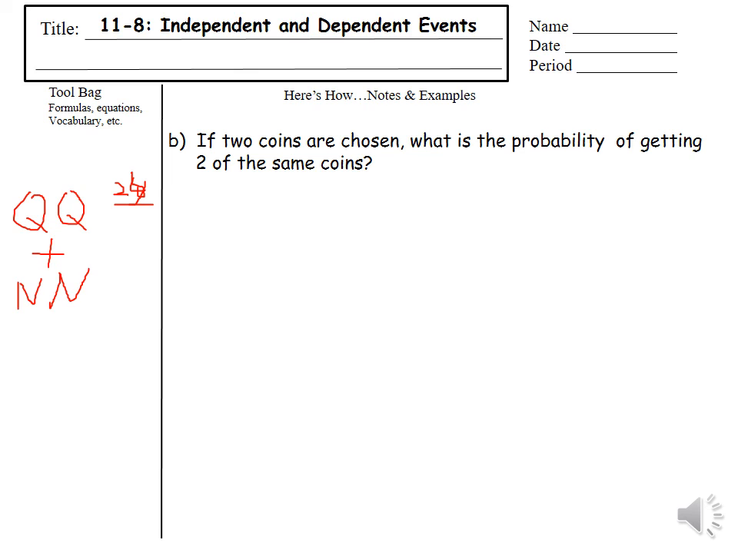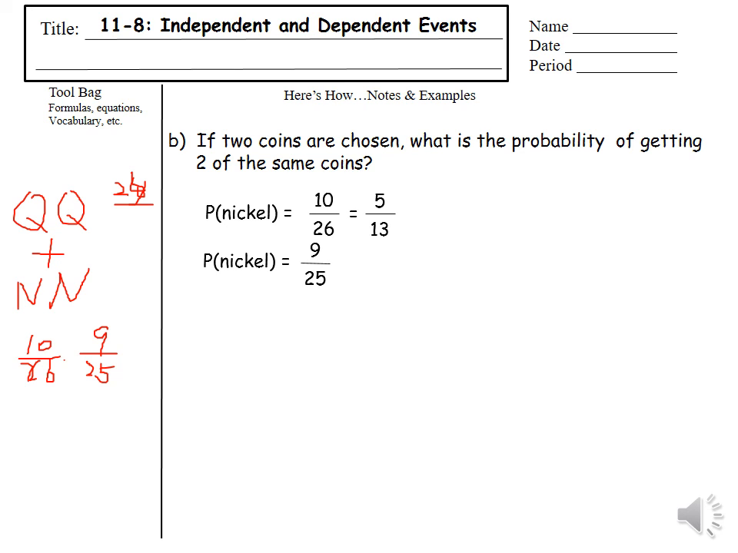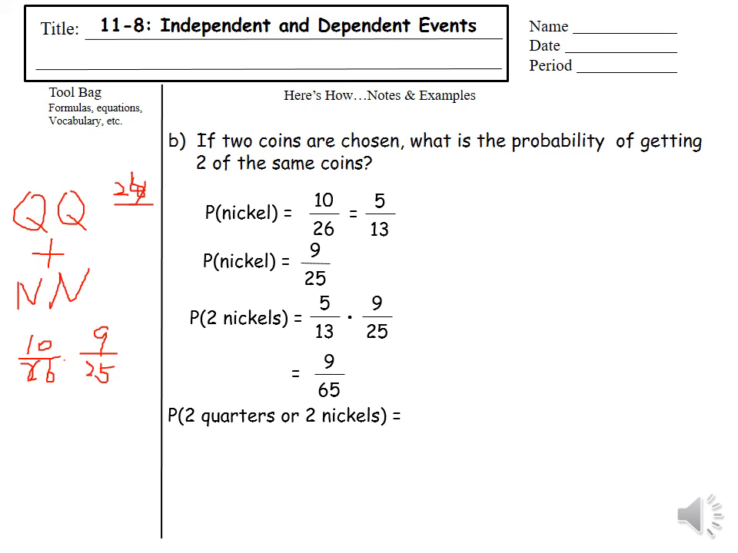We already did the quarter one, so let's see the nickel one. In total we have 10 nickels. The first time you choose a nickel, it's 10 out of 26. The second time, because we already lost one nickel, we have 9 left, out of 25. So 10 out of 26 times 9 over 25 equals 9 over 65.